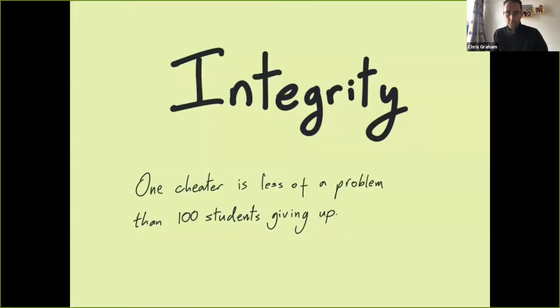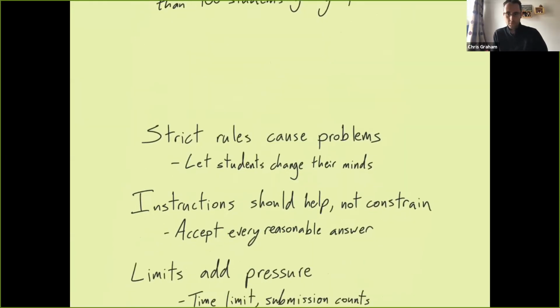Finally, integrity. This is about the things that you do to protect the integrity of the assessment, make sure it's fair. My slogan here is, one cheater is less of a problem than 100 students giving up. Things that you do to make sure that an assessment is fair could affect some students more than others. Strict rules cause problems. For example, if you limit when an assessment is available, are all of your students sure to be free at that time? What if their internet breaks and it's a very restricted time period? If you give longer for students to access something, then it's more likely they'll be able to complete it.